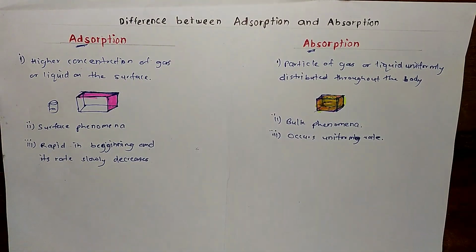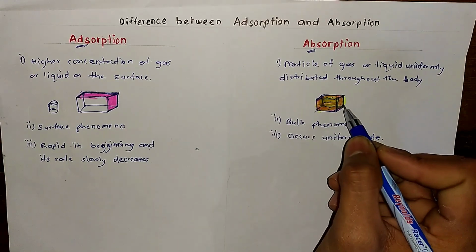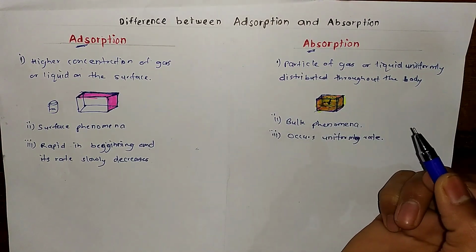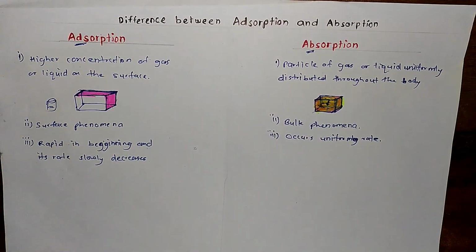In the sponge, the solution will go into the bulk of the sponge. That's why the rate of absorption is the same from the starting to the end point.